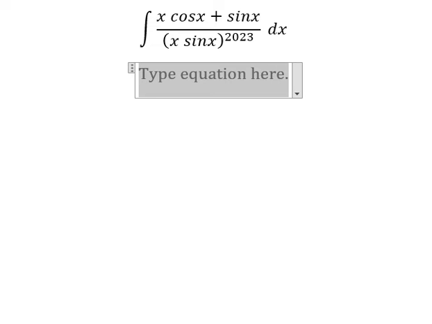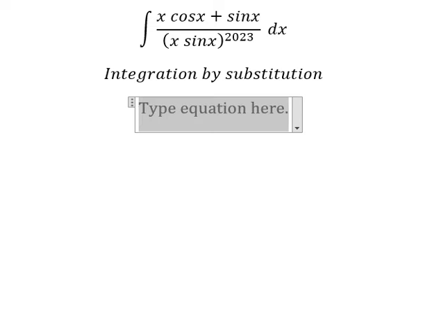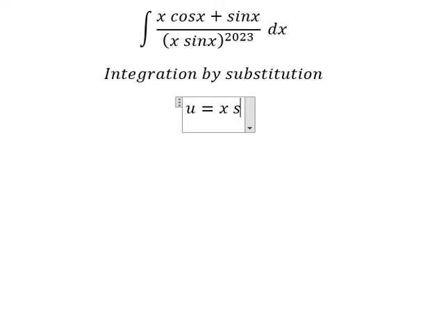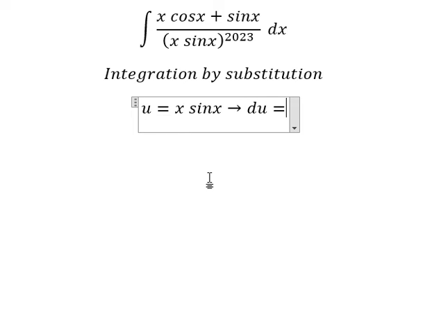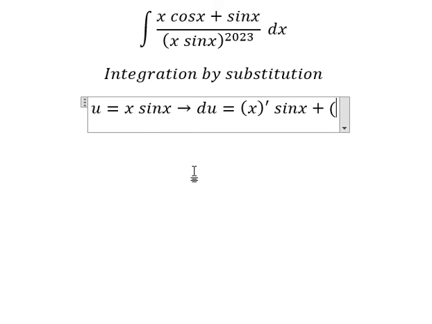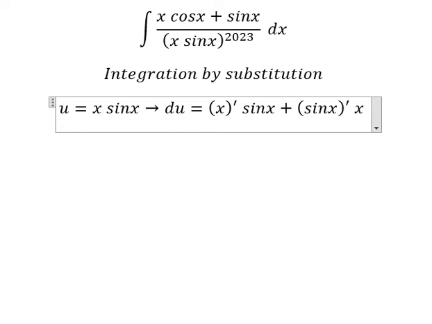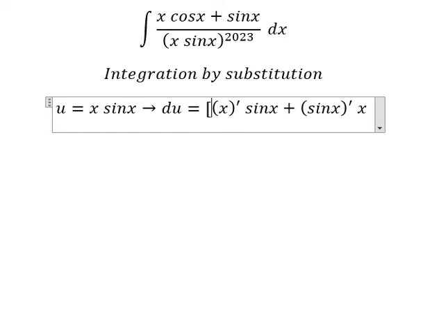We need to use integration by substitution. So I need to put u equal to s sin s. Later, we take the first derivative of both sides. We can apply the product rule of derivative. So we take the first derivative of s multiplied by sin s, plus the first derivative of sin s multiplied by s, and we have the s in here.